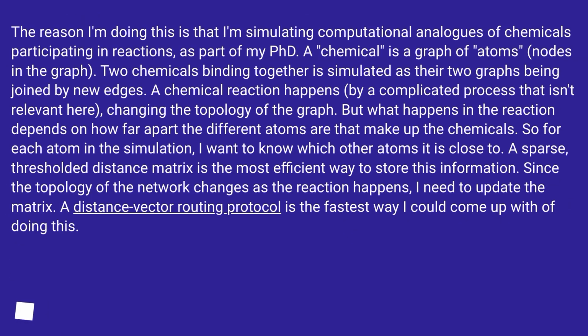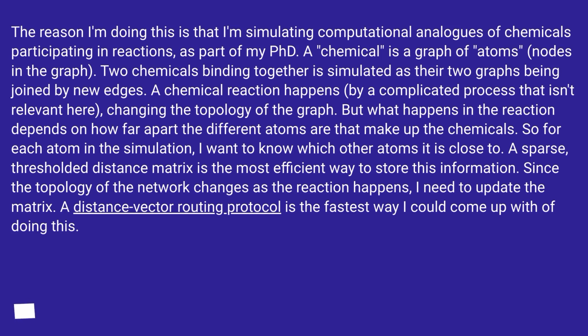The reason I'm doing this is that I'm simulating computational analogs of chemicals participating in reactions as part of my PhD. A chemical is a graph of atoms, nodes in the graph. Two chemicals binding together is simulated as their two graphs being joined by new edges. A chemical reaction happens by a complicated process that isn't relevant here, changing the topology of the graph. But what happens in the reaction depends on how far apart the different atoms are that make up the chemicals. So for each atom in the simulation, I want to know which other atoms it is close to.